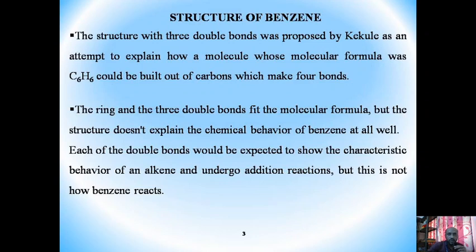Each of the double bonds would be expected to show the characteristic behavior of an alkene and undergo addition reactions. But this is not how benzene reacts. Why would it behave like an alkene? Because we know that alkenes contain a carbon-carbon double bond. So in that benzene structure, they have alternating double bonds and single bonds, so that carbon-carbon double bonds are there. That's why it would be expected to behave like an alkene.